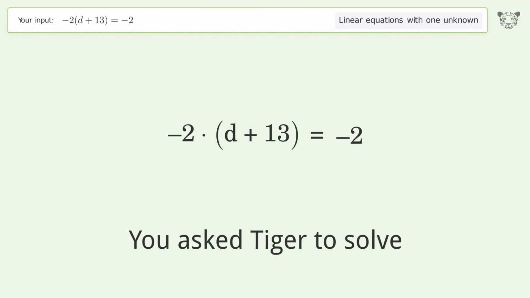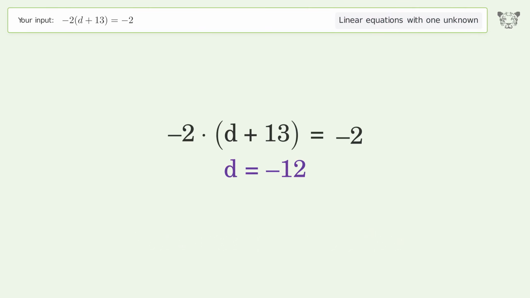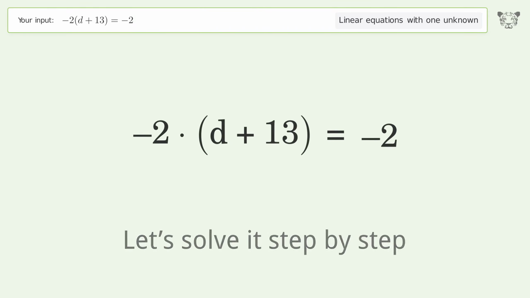You asked Tiger to solve this. It deals with linear equations with one unknown. The final result is d equals -12. Let's solve it step by step.